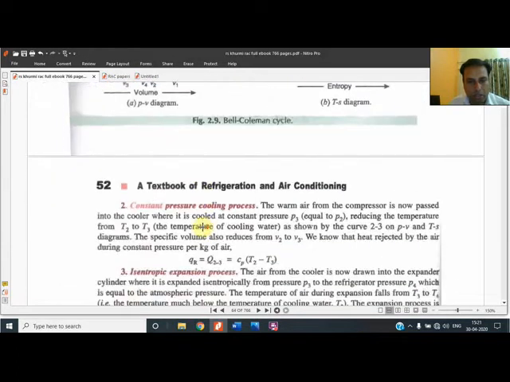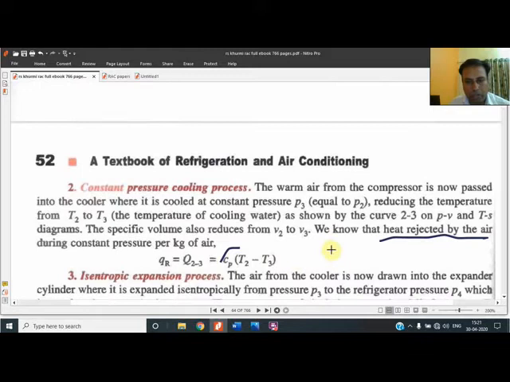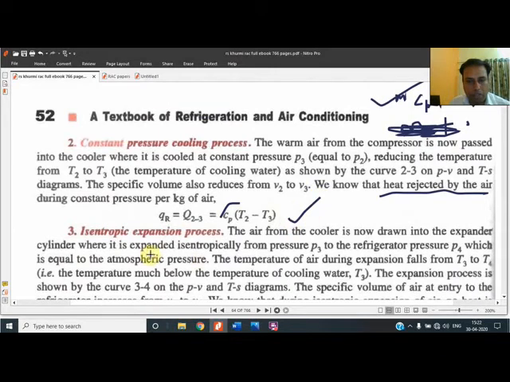So in the second process, cooling takes place and some heat will be rejected by the air. We know that there are only two formulas for heat. One is mCp delta T, whenever there is a temperature change, and when there is no temperature change, when phase change takes place, then m times latent heat. So in this case we have a temperature change, so we will use this formula. So they have used this formula.